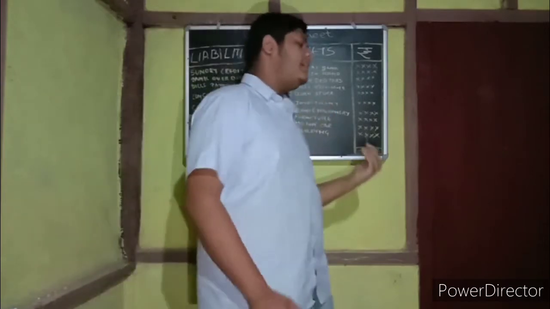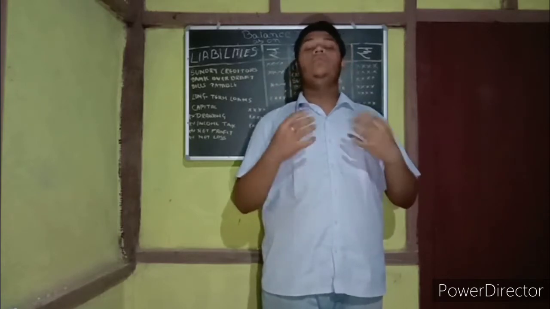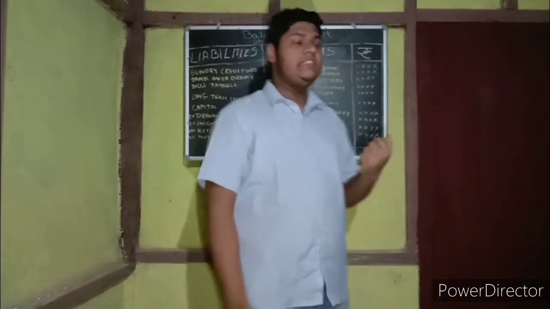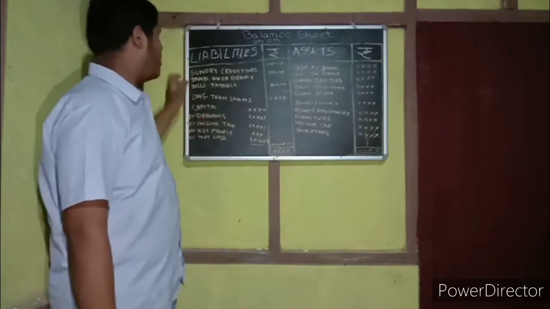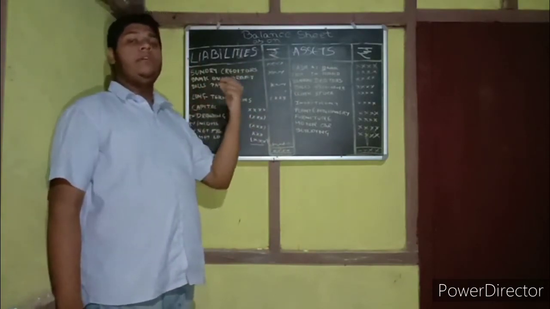And on the asset side, the amounts or entries are mostly what we have or will get in the future. Suppose in liabilities there will be sundry creditors. Creditor means the person to whom we have to pay the money.